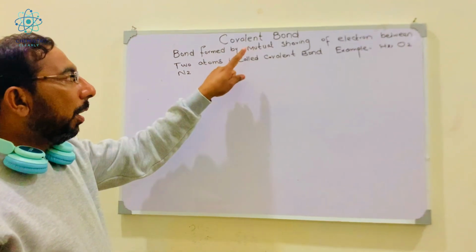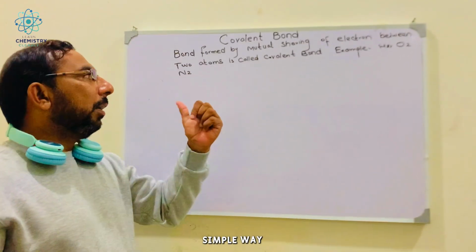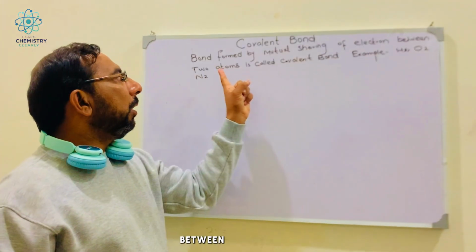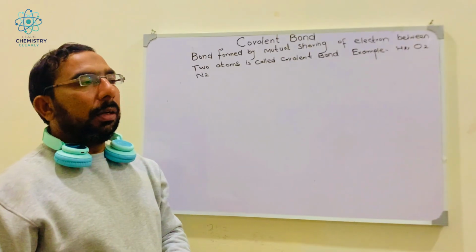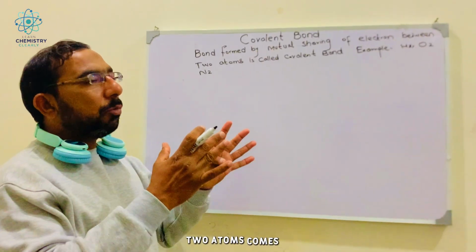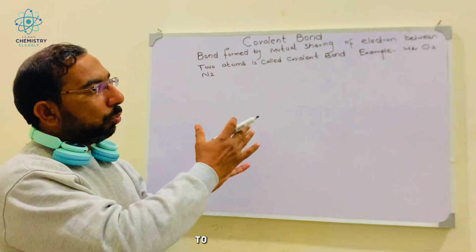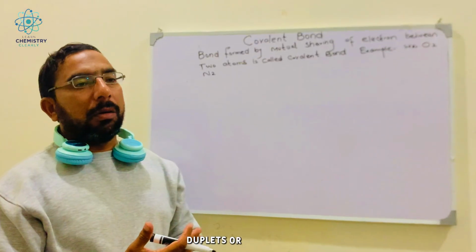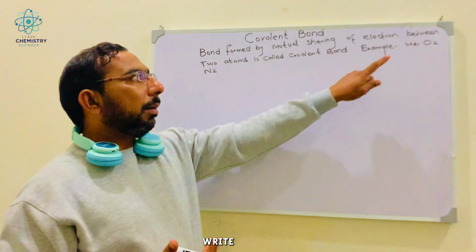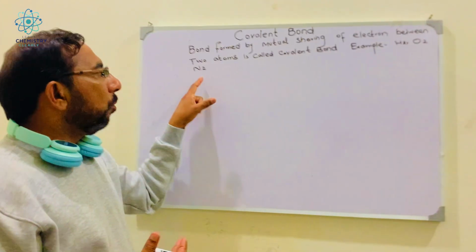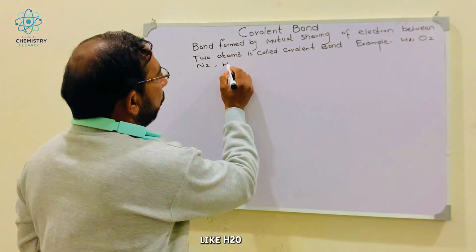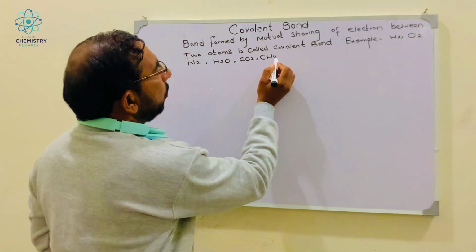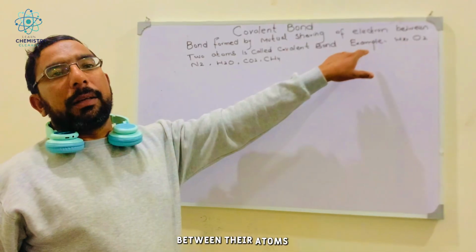First of all, we define the covalent bond in a very simple way. We can say a bond formed by mutual sharing of electrons between two atoms is called a covalent bond. In this bond, two atoms come close to each other and mutually share electrons to complete their duplets or octets. Examples are H2, O2, N2, and compounds like H2O, CO2, CH4. All these compounds contain covalent bonds between their atoms.